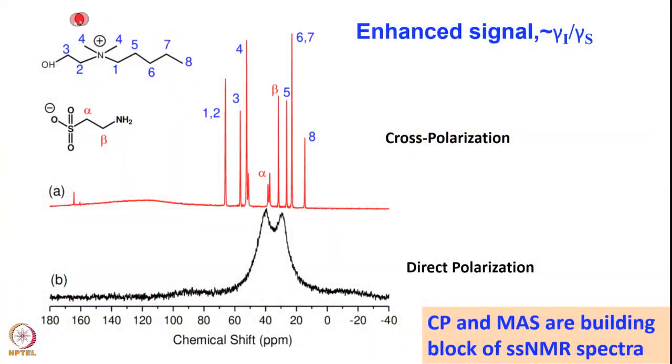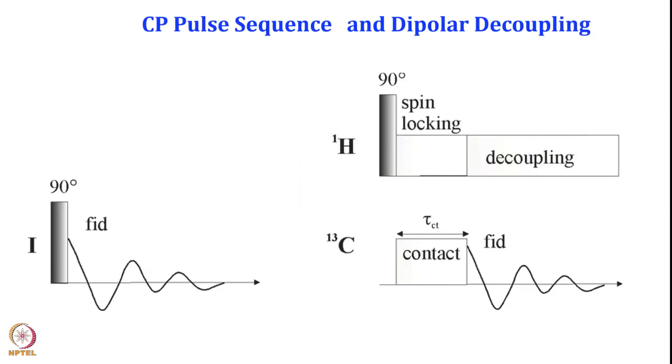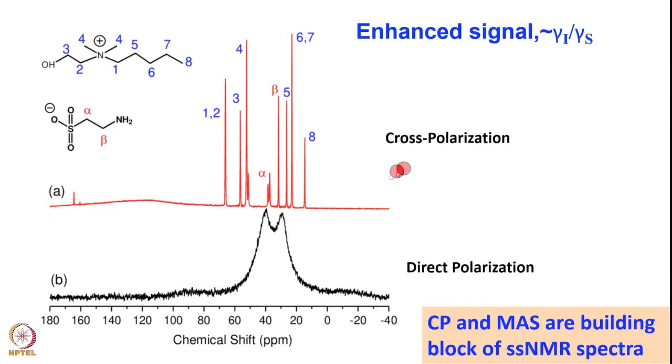Here I am showing what is happening. Let us take a mixture of two solids. Now, if we do direct polarization, that means just applying a 90 degree pulse on carbon and detecting it, that is called direct polarization, like what we do in liquid state. If you do direct polarization, what we get is a broad spectrum with no resolution.